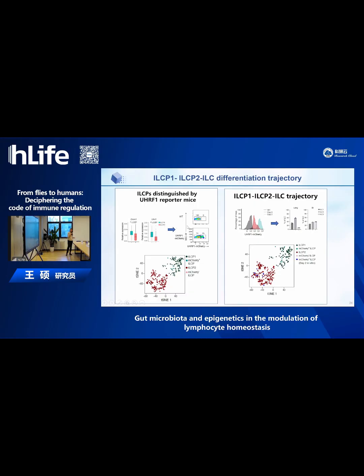we can distinguish ILCP1 and ILCP2 by the expression of UHRF1, which is a very important gene for DNA methylation. And in in vitro and in vivo experiments, we found that ILCP1 can differentiate into ILCP2 and then into different types of ILCs.